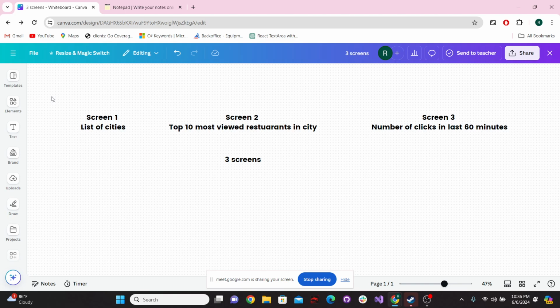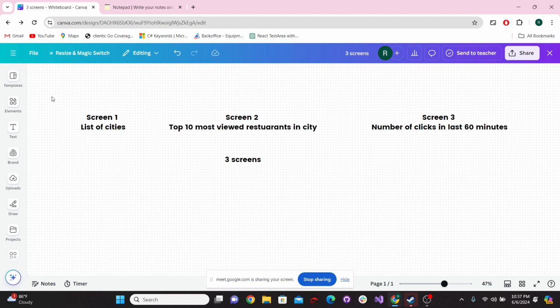So whichever restaurant has the most clicks, there's a top 10 most viewed restaurants in the city. So the top 10, right? By clicks in the last 60 minutes. Make sense? Yes.